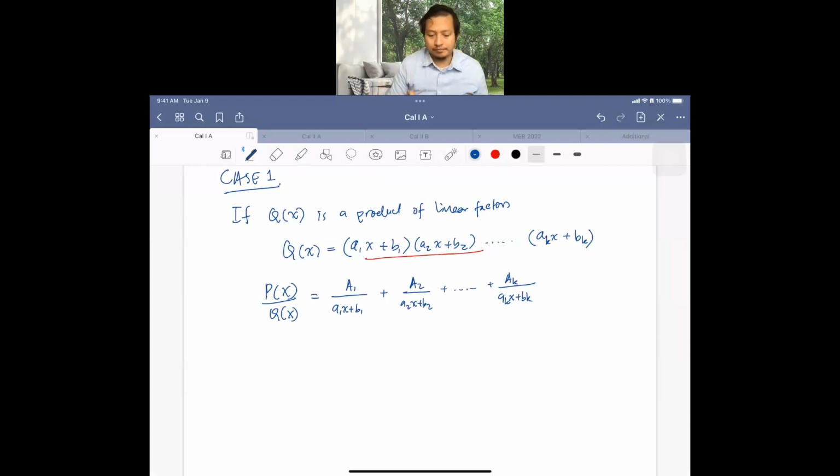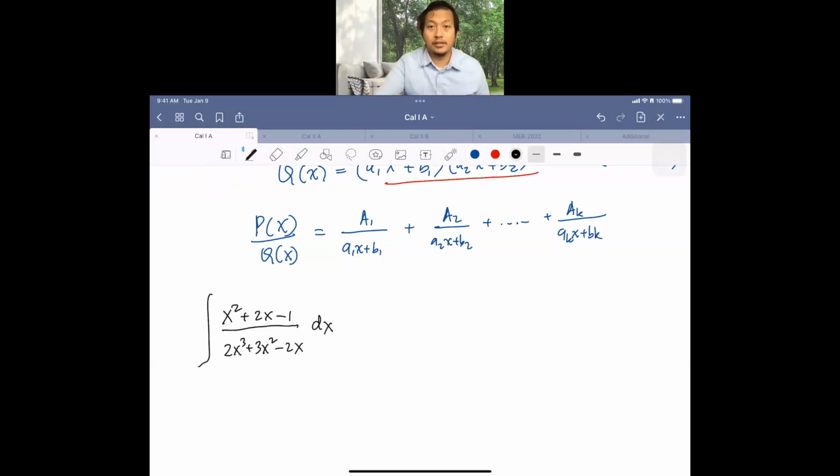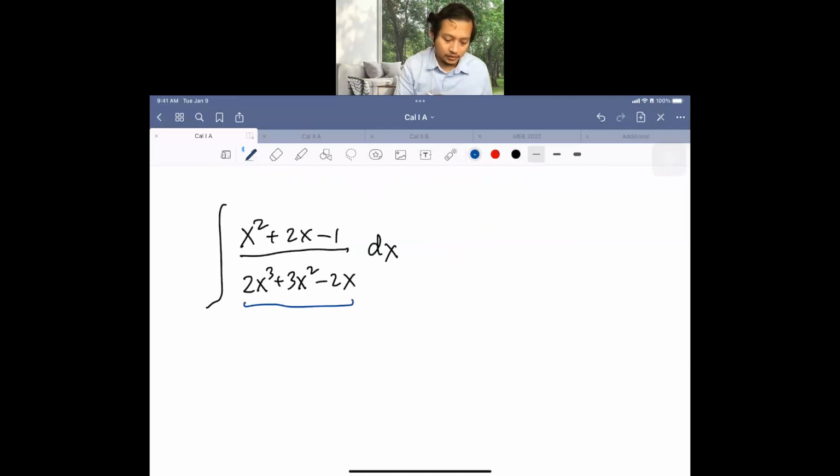Oh, another review. If you have this integration, what can we do here? We can check whether the function is factorizable or not. Okay. Now, if we decide to factorize, look at this denominator. We could start with factorizing x. Right? We can have this.